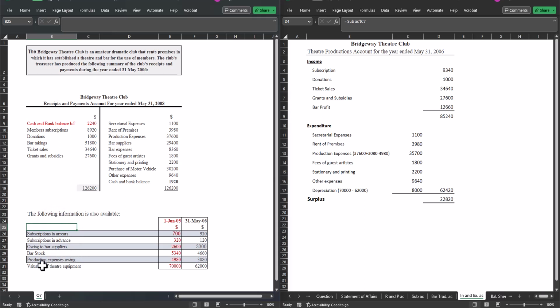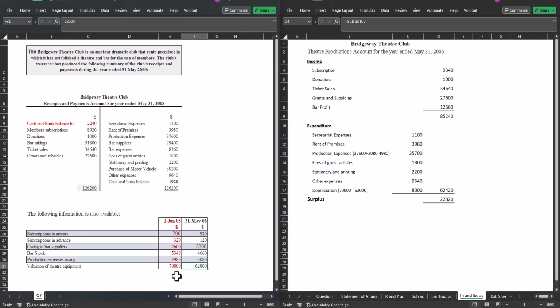Also be mindful that if fixed assets are given, pay particular attention to the opening and closing balances and compare it with any change that may occur in the receipts and payment account or any item that may potentially cause a change. For example, theater equipment, $70,000 at the start of the year. At the end of the year, it went down to $62,000. Now, one of two things could have occurred. One, there was a sale of theater equipment, which cost $8,000, or there is depreciation.